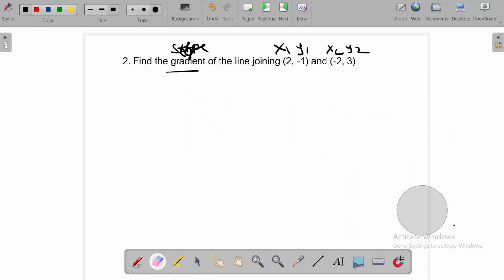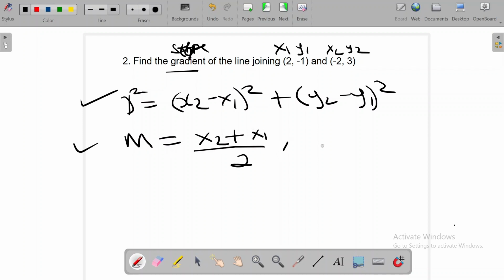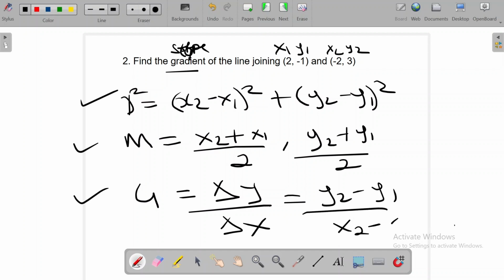What we've looked at today is the distance formula, x2 minus x1 squared plus y2 minus y1 squared. This is the first condition. The second is the midpoint, which is x2 plus x1 all divided by 2 and y2 plus y1 all divided by 2. And lastly, the gradient, which is simply the change in y over the change in x, y2 minus y1 over x2 minus x1.